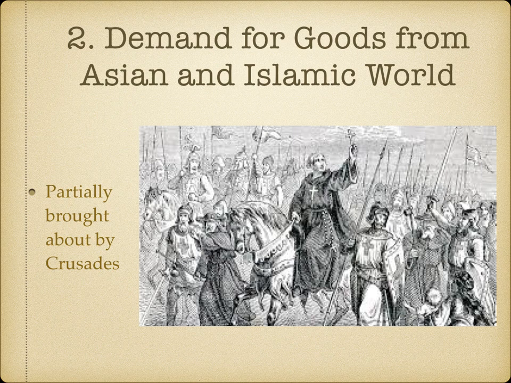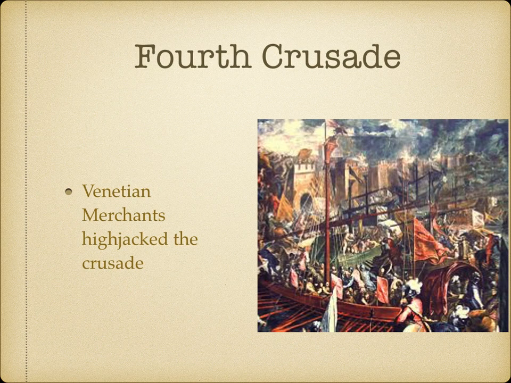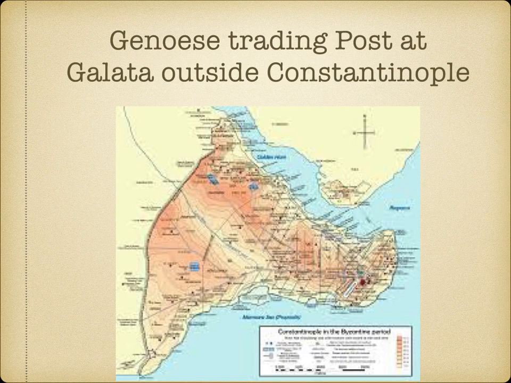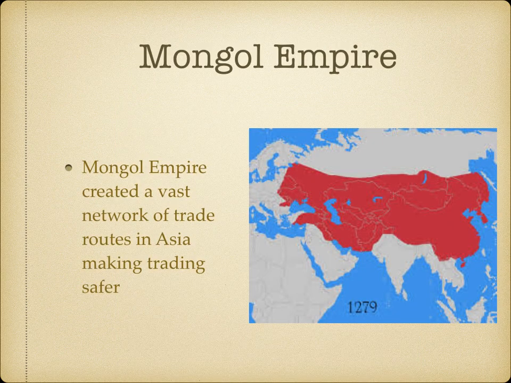The demand was partially brought about by the Crusades, as European wars on the Holy Land during the Crusades brought them into contact with the more technologically advanced and resource-rich kingdoms of the Middle East. Remember, during the Fourth Crusade, the Venetians actually hijacked the Crusade to help them deal with competition in Croatia. Also, the city-state of Genoa set up a very famous trading post at Galata, right across from the great city of Constantinople. Also, the rise of the Mongol Empire in the 13th century, or the 1200s, created a vast network of trade routes in Asia, making trading safer.